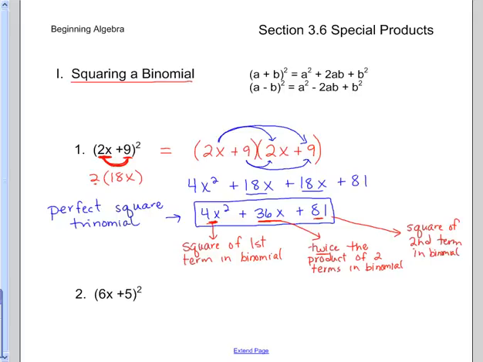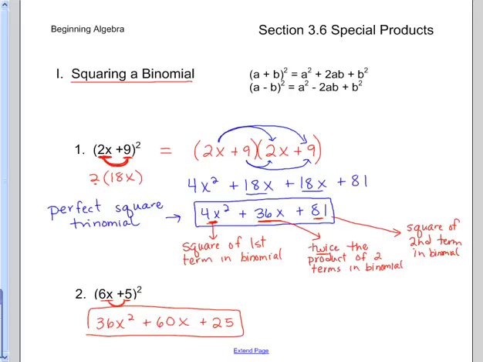6x plus 5 squared. If I use this shortcut, it would tell me to square the first term. So 6x times 6x would be 36x squared. Then I would multiply the two terms together, which is 30x, times 2 would give me 60x. And then I square the last term. 5 times 5 would be 25. And so this is my answer, using what I call the shortcut method. You can, like I said, write it twice and do the full method if you want to.